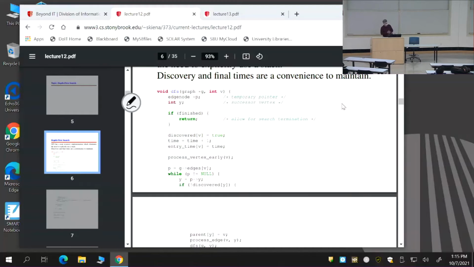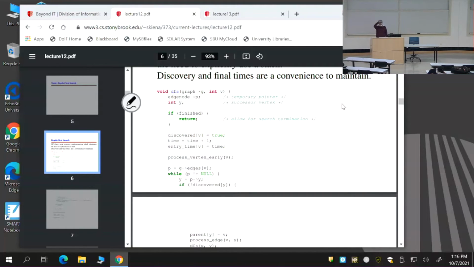Okay, let's get started. First of all, are there any questions about anything, homework-wise, breadth first search-wise, depth first search-wise? Before we get started, homework-wise?